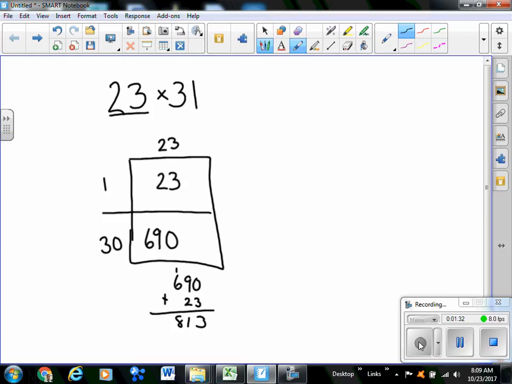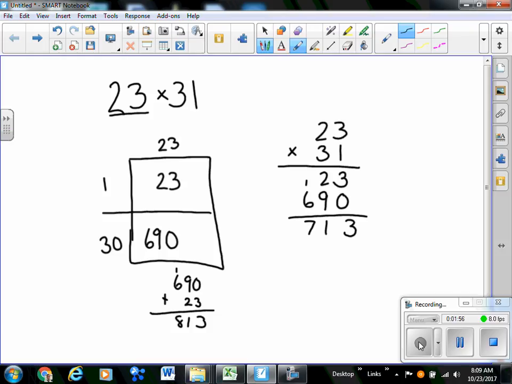The way we now check it is we actually do 23 times 31. Start with my ones place. 1 times 3 is 3. 1 times 2 is 2. We're moving over to our tens, so we need to add a 0. 3 times 3 is 9. 3 times 2 is 6.